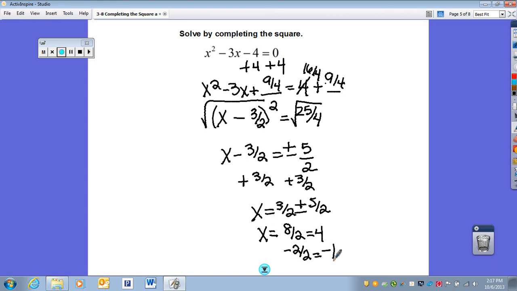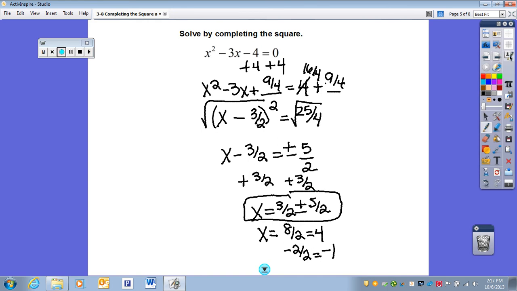So please be sure if you have a result where you don't have a root left that you finish solving both the plus and the minus to come up with your real number solutions.